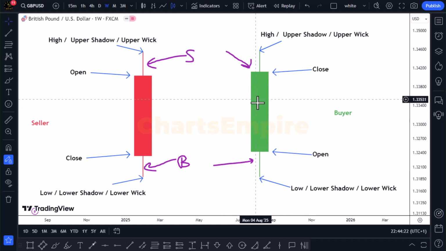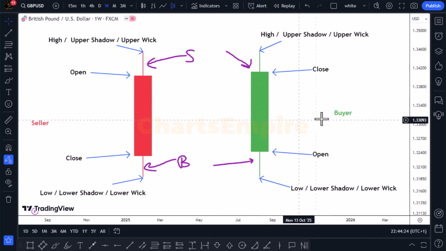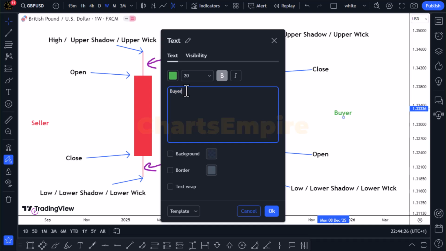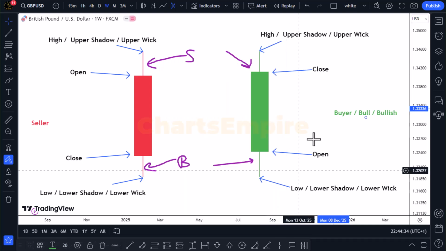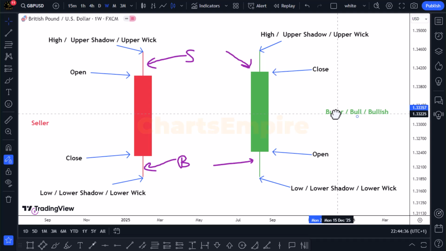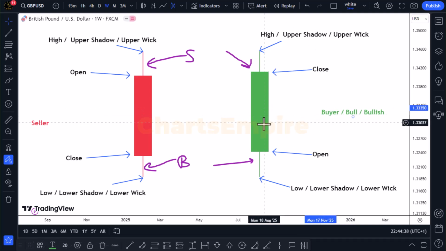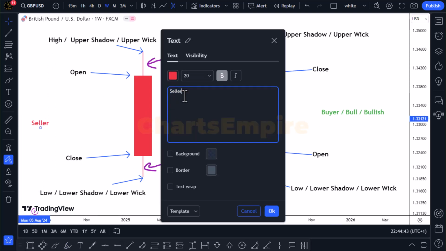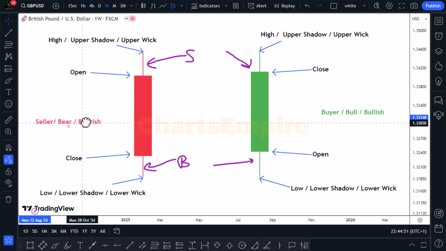This gives us a bullish candlestick. So we can call this bullish. You call it bull or bullish. These are technical names you have to understand. When you hear the word bullish, bull or buyer, this is what we mean. And on the other side, when you hear the word seller, bear or bearish, we are referring to sellers in the market.